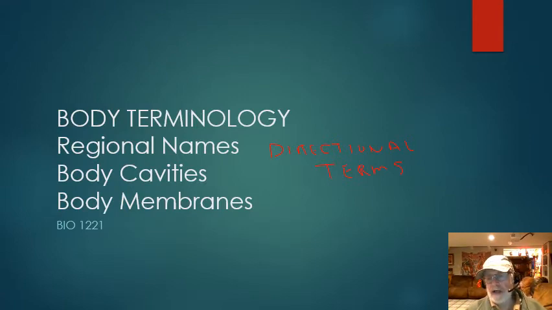We're also going to talk about body cavities because the body has a number of different cavities. We want to talk about what those cavities are, how we divide them, and those cavities have to be lined with something. So guess what they're lined with? They're lined with body membranes. I'm going to tell you a little bit about those body membranes here today.